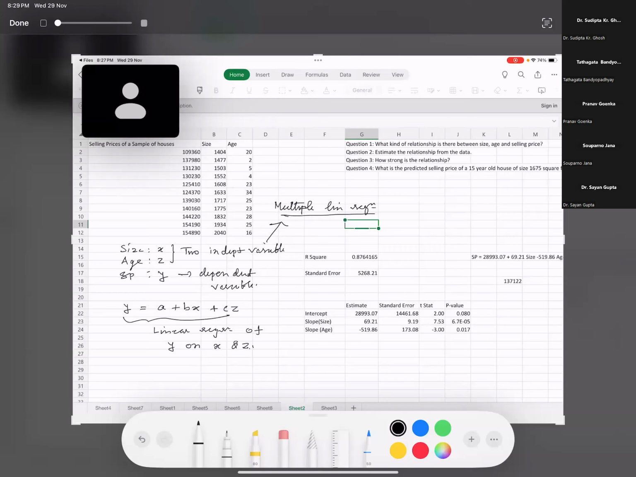But I need to find the values of A, B, and C so that, again, the observed value and the predicted value are close to each other. Okay. So for that, again, I will calculate a table like that. For example, I will say X, Z, and Y. So here X1, Z1, Y1, X2, Z2, Y2, and I have X11, Z11, Y11. So these are the observed values.